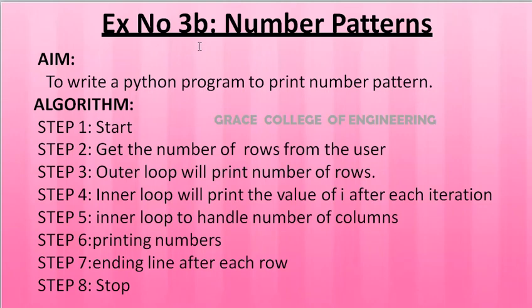Exercise number 3B, number pattern. Aim of this program: to write a Python program to print a number pattern. Algorithm. Step 1, start the program. Step 2, get the number of rows from the user. Step 3, outer loop will print the number of rows. Step 4, inner loop will print the value of i after each iteration. Step 5, inner loop to handle the number of columns. Step 6, printing numbers. Step 7, ending line after each row. Step 8, stop the program.